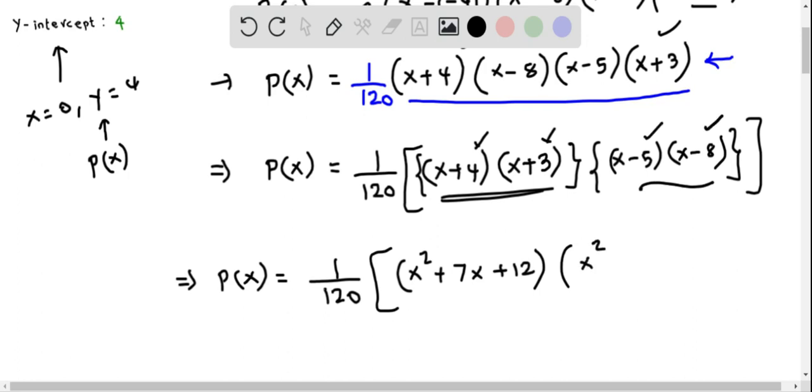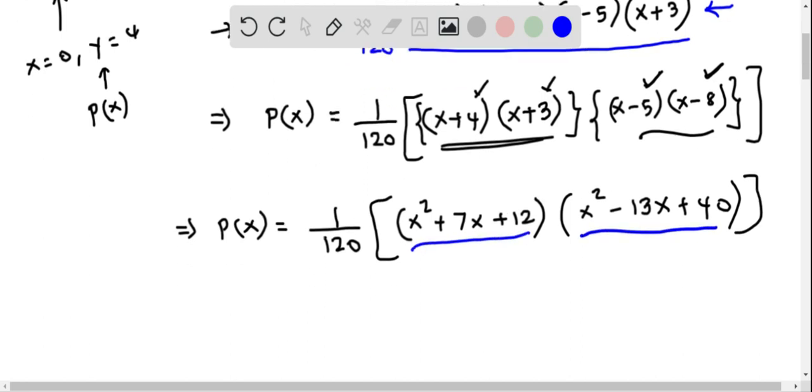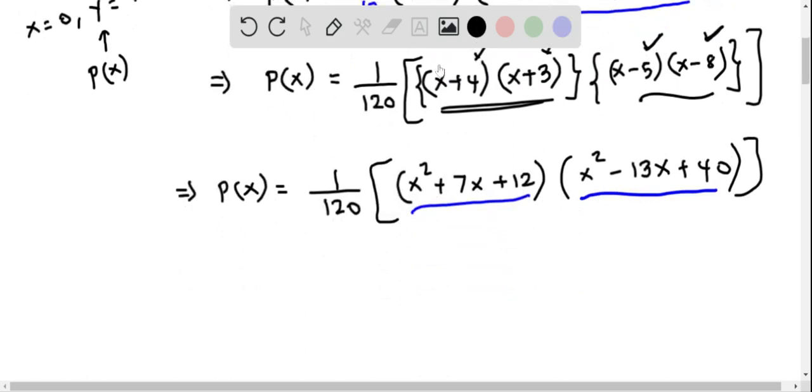Similarly, going by that approach, I first put x squared, and then I put the sum of these two numbers, that is negative 5 plus negative 8, which is negative 13. So it becomes negative 13x. And I also put the product of these two numbers, negative 5 times negative 8, which is positive 40. So I put plus 40 here. Now we have to multiply these two expressions. This is quadratic and this is also quadratic, so let's do the multiplication.